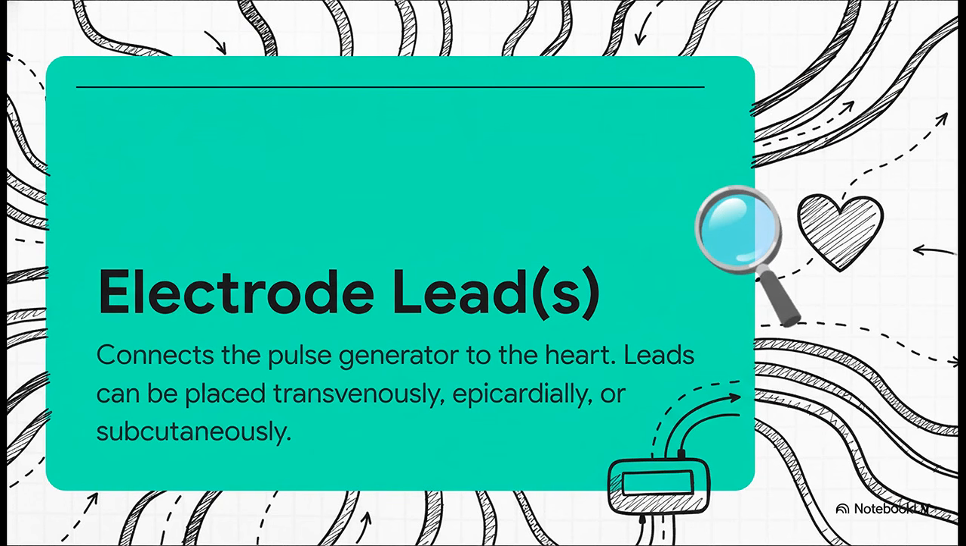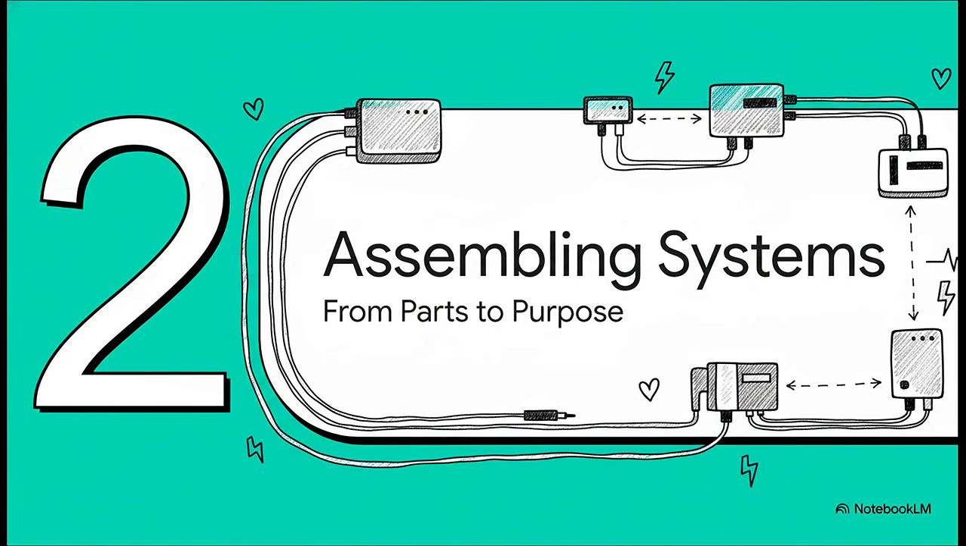And our second piece of the puzzle, the electrode lead, or sometimes leads. Think of these as the information highway. They're basically the wires that run from that generator, that brain, directly into the heart muscle. And they do a two-way job. They deliver the electrical jolt when it's needed, but they also listen, sensing the heart's own activity and reporting back. Okay, so we have our two building blocks, the generator and the leads.